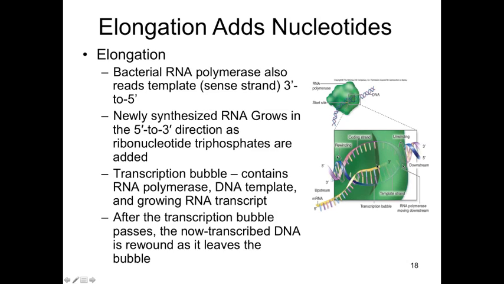We'll add in, just as we did in replication, nucleotide triphosphates. They come with their own energy to help the formation of the phosphodiester bonds between each of the nucleotides. Again, the transcription bubble, which has been enlarged here, contains our RNA polymerase molecule, which is the big green guy, the DNA template strand, and the growing messenger RNA transcript. After the transcription bubble passes, the now transcribed DNA is rewound and it leaves the bubble.